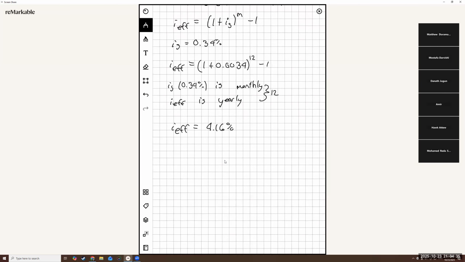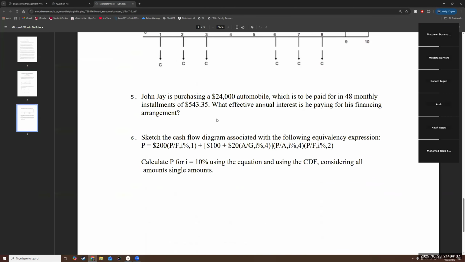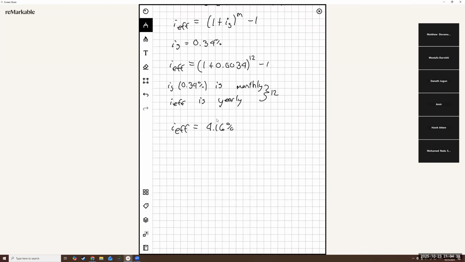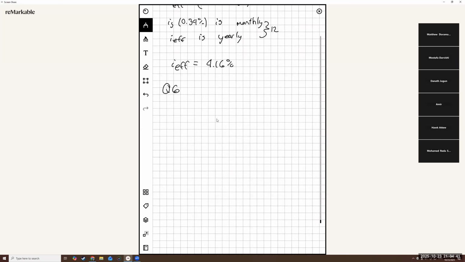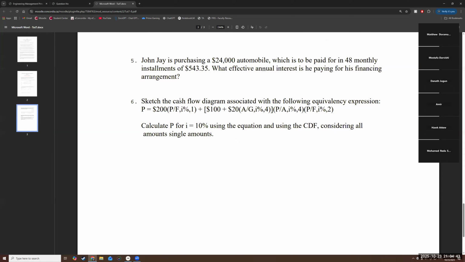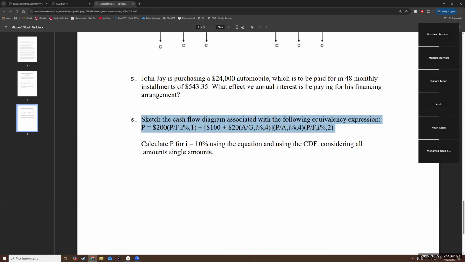And let's solve one last question, which is question 6. It says, sketch the cash flow diagram associated with the following equivalency expression. And it gives us the expression. That's part 1, so let's focus on that. Afterwards, we have to calculate it. We'll do that, but let's start with this.